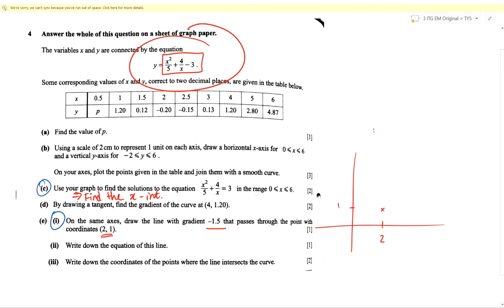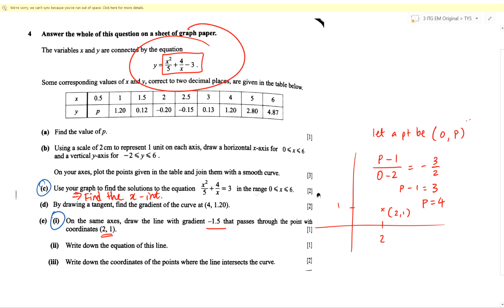So for example, let a point be 0, p. Okay, so we are trying to find the y value when x value is 0. So using the formula for the gradient, so here we have 2, 1, y2 minus y1, so p minus 1 over 0 minus 2. This will give us the gradient of negative 3 over 2. So we're now going to continue to solve for the value of p. So p minus 1 is equal to, multiplied by negative 2 on both sides, we get 3. p is going to be equal to 4.